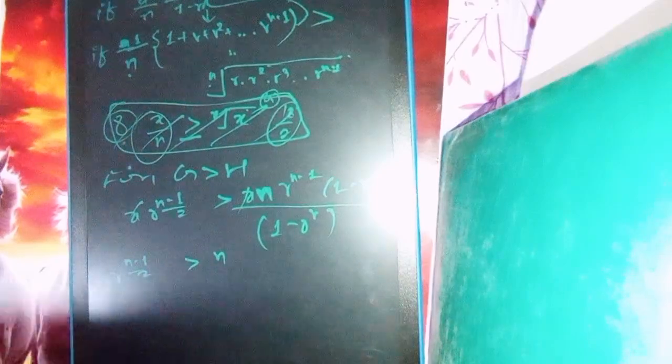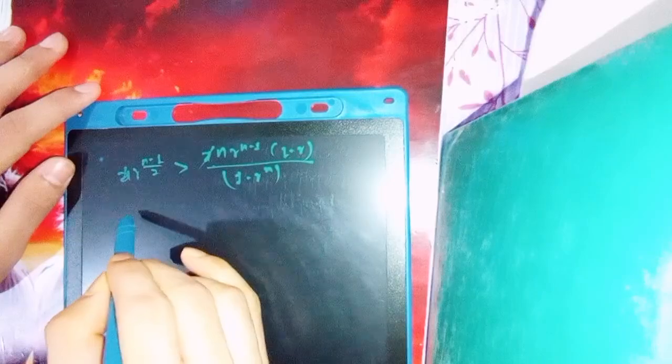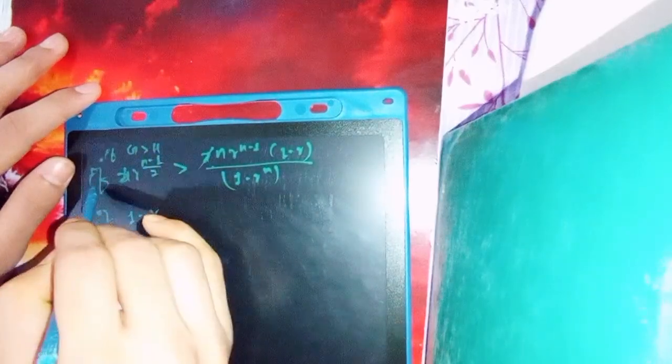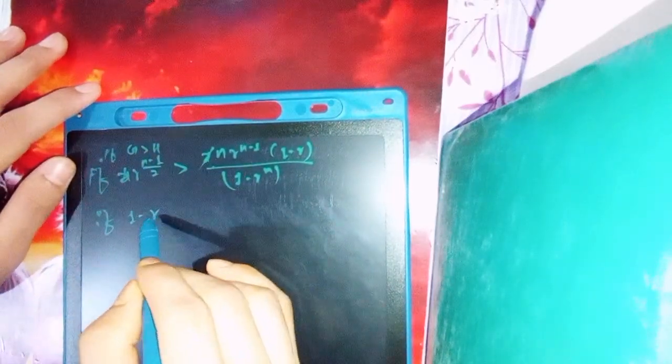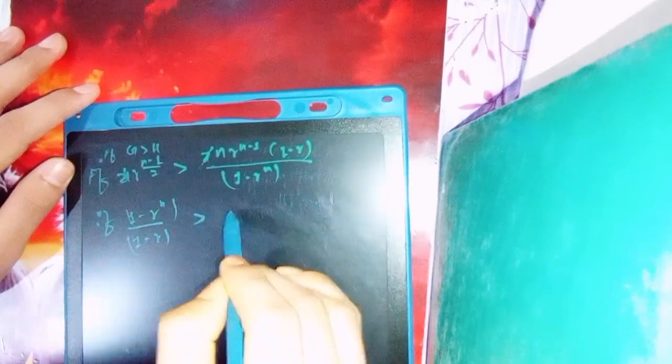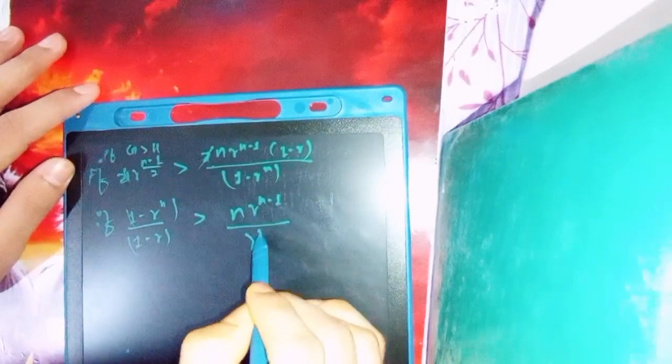Okay, I'll write it again. We wrote here a r^((n-1)/2) is greater than the formula for GM. The formula for an is a(1 - r^n)/(1 - r). Okay, a got cancelled out, so go ahead and write 1 - r. If this is true, if A is greater than G, then this should be greater than this. Okay, and this (1 - r^n)/(1 - r) should be greater than n into r^((n-1)/2).